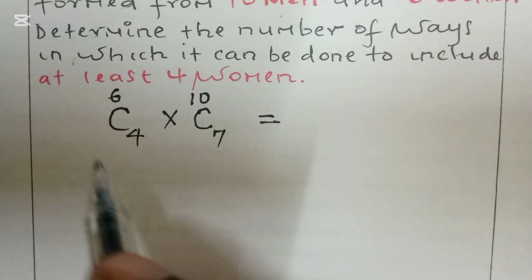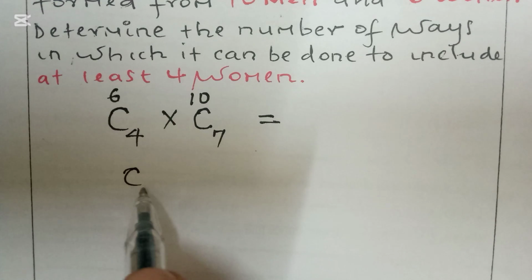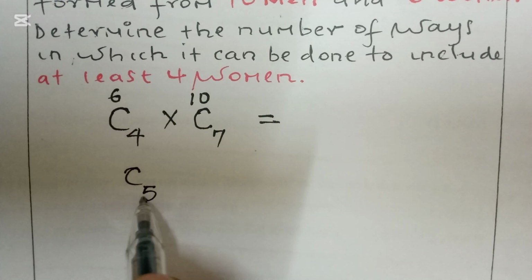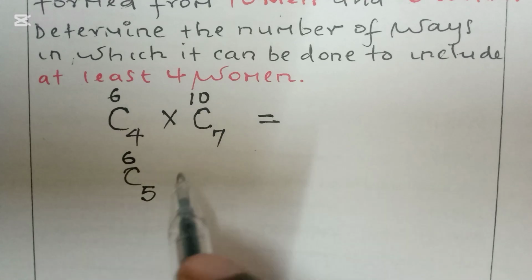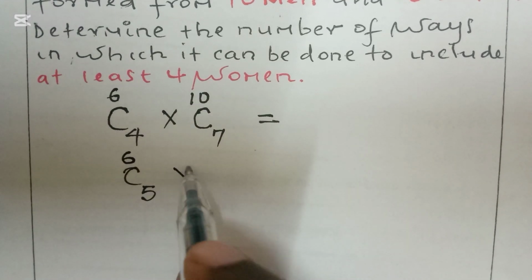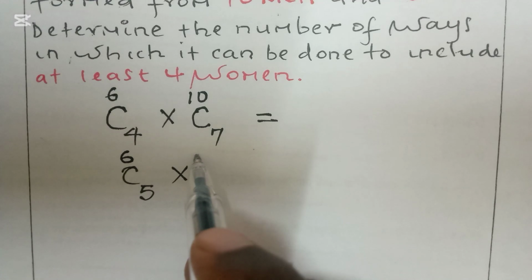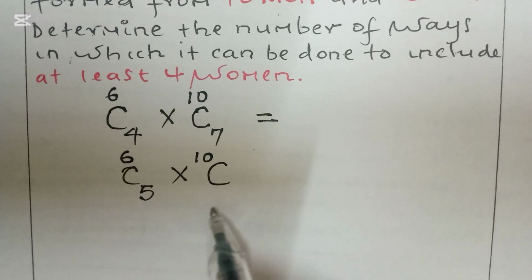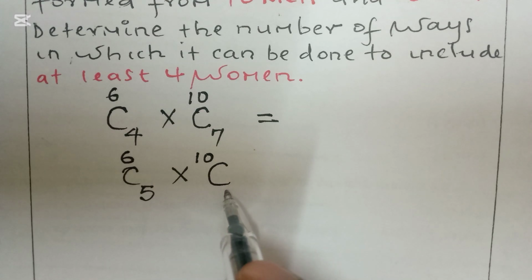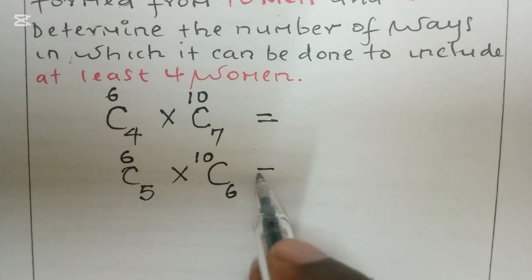And then we go to the next committee. This other committee, guys, contains 5 women. So we write 6 combination 5. Now times 10 combination, now for men, we are going to have 6 men. So we are going to calculate that.